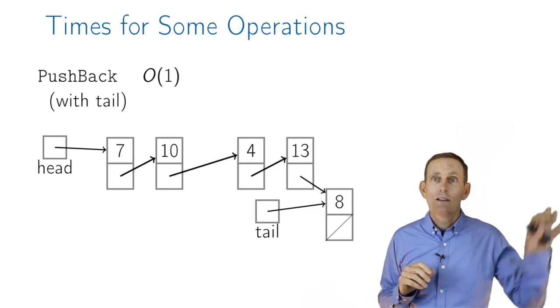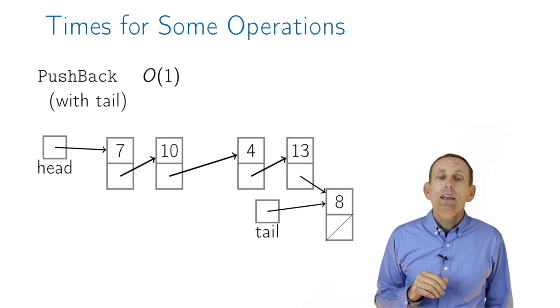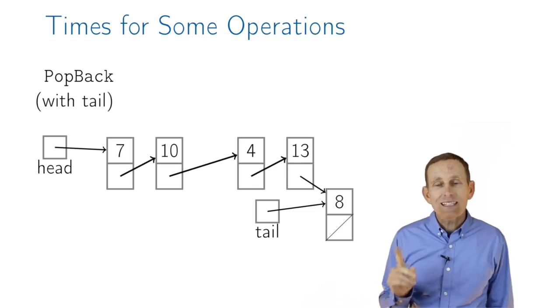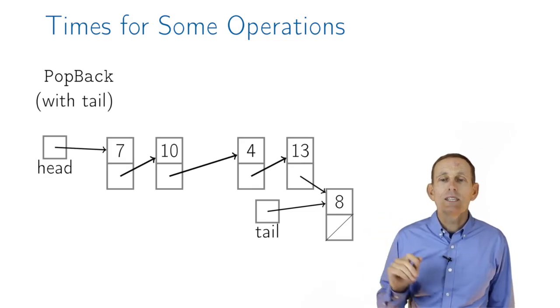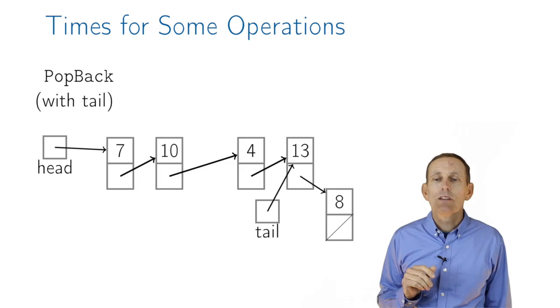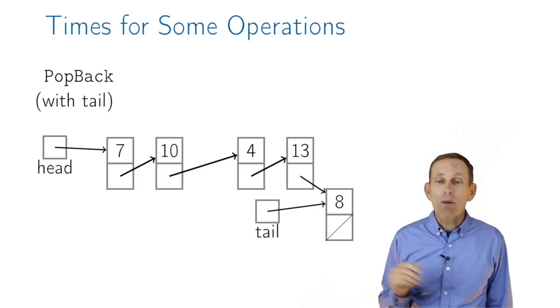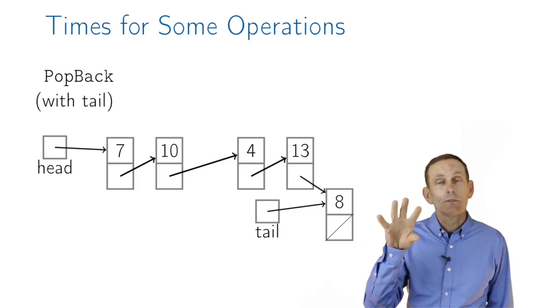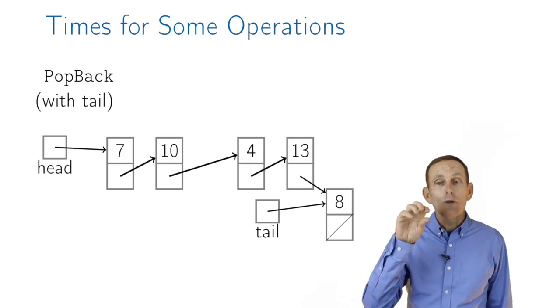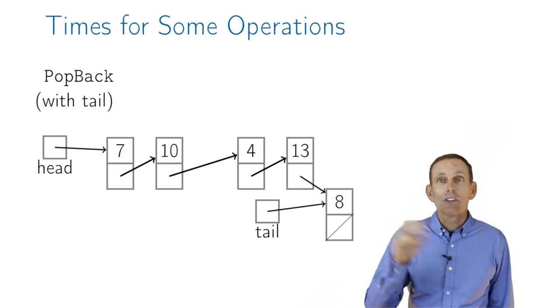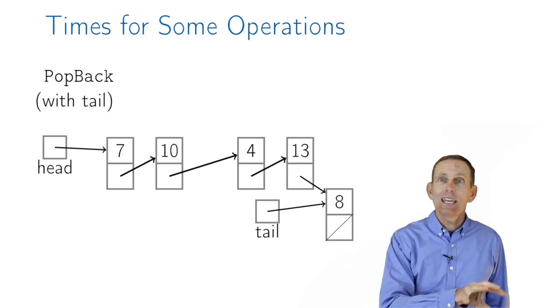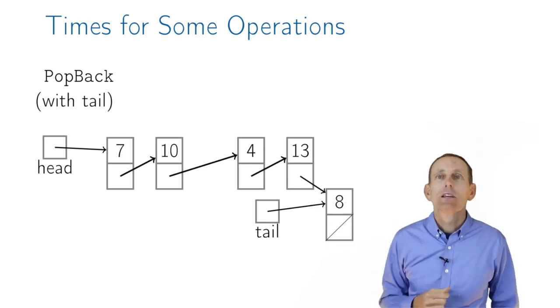We just go to the tail, find the element, return the key. If we want to pop the back, however, that's a little bit of an expensive operation. We are going to need to update the tail to point from 8 to 13. So we're at 8 right now, we want to go to 13. The problem is, how do we get to 13? We don't have a pointer from 8 to 13. We have a pointer from 13 to 8. And that pointer doesn't help us going back.